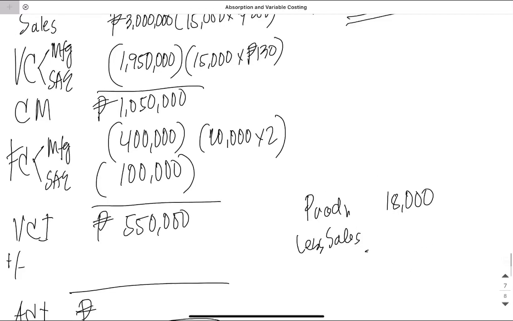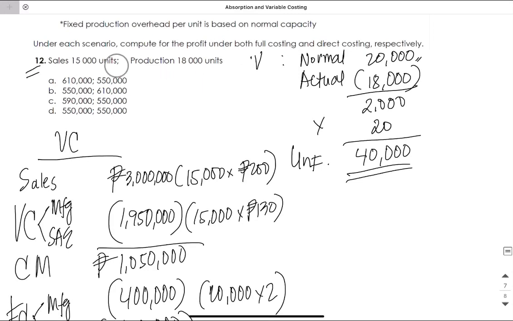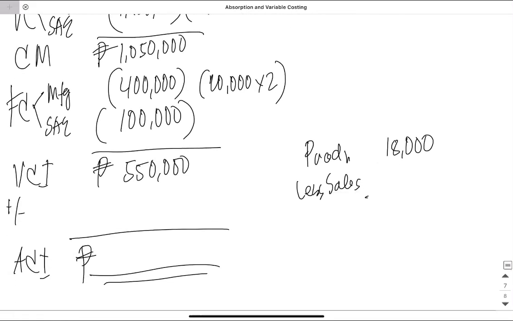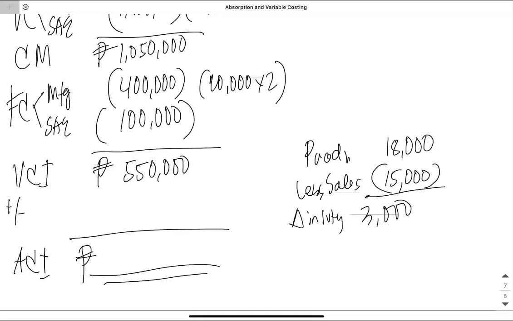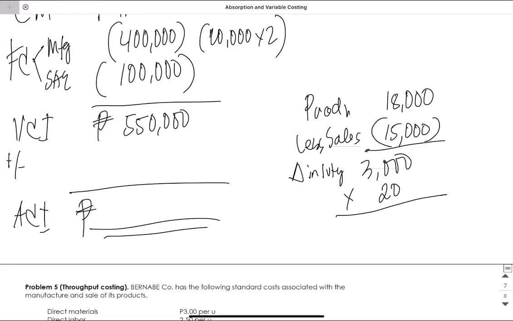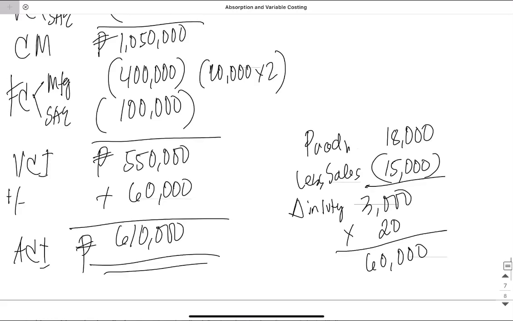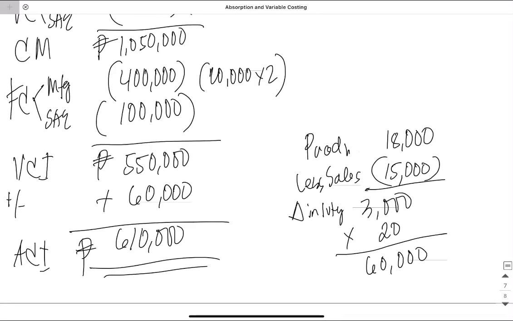So again, let's see. 18,000 and 15,000, so we have 3,000 as our change in inventory, multiplied by the fixed overhead rate, which is 20. So the difference is 60,000, positive. So plus 60 plus 550 is 610,000. So when you solve it on your own, the absorption costing income should be 610,000.